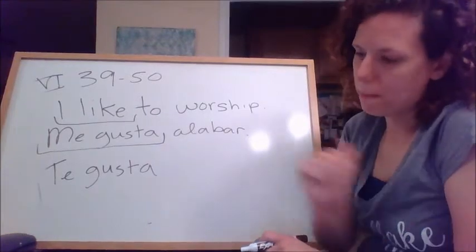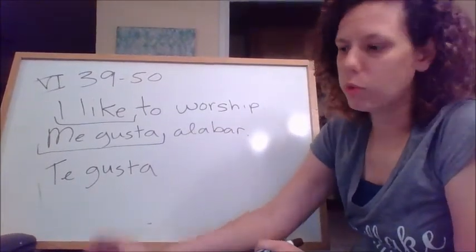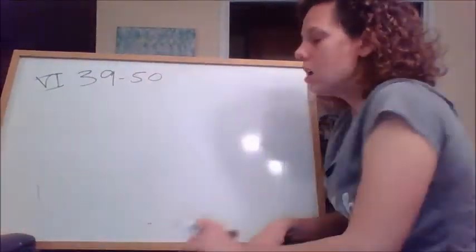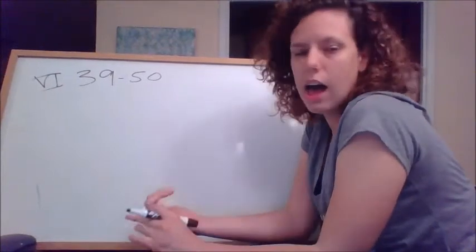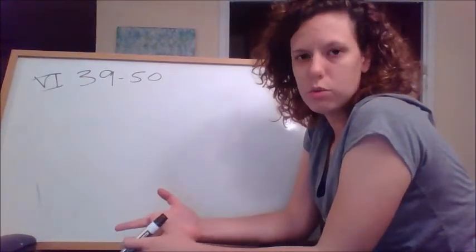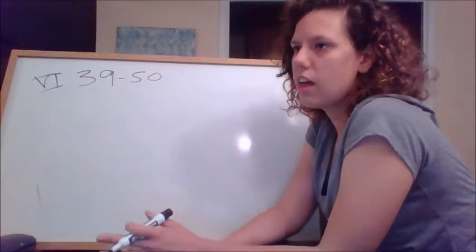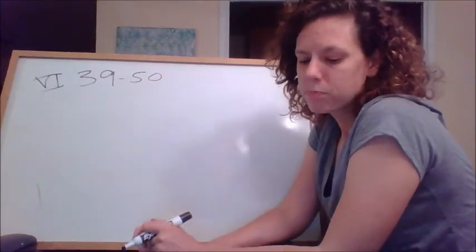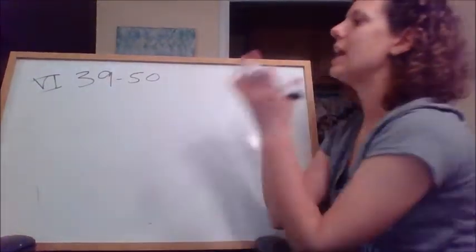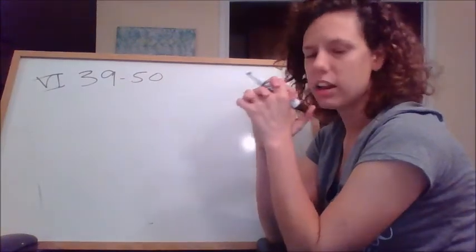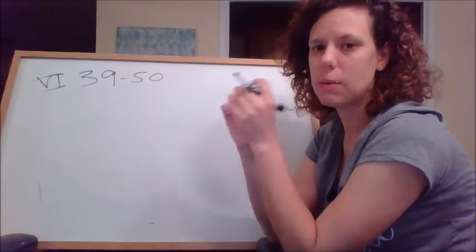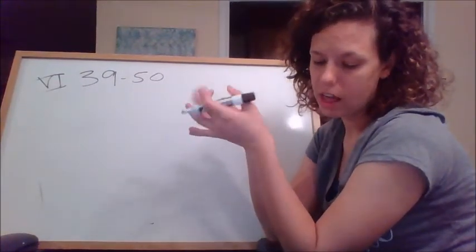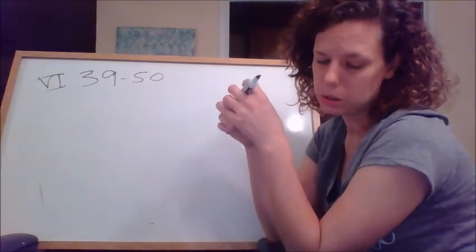Another thing that we talked about was indefinite and negative words. Those were like algo, alguien, algún, siempre, nada, nadie, ninguno, and nunca. So remember that if your negative word goes after the verb, you have to have a double negative, which means that you have to have a no before the verb. So if I said something like, do I have an example?